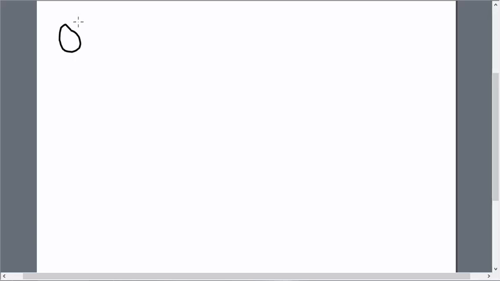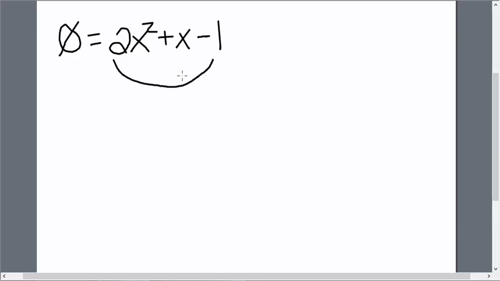All right, the next one we're going to do is find all solutions for 0 equals 2x squared plus x minus 1. Now, again, I'm going to try to factor this because factoring is the best way to find solutions, I think. Connect the first and the last with an arrow pointing in towards the middle.